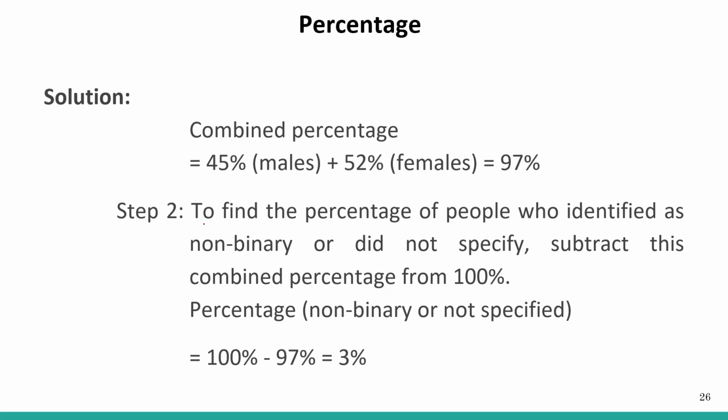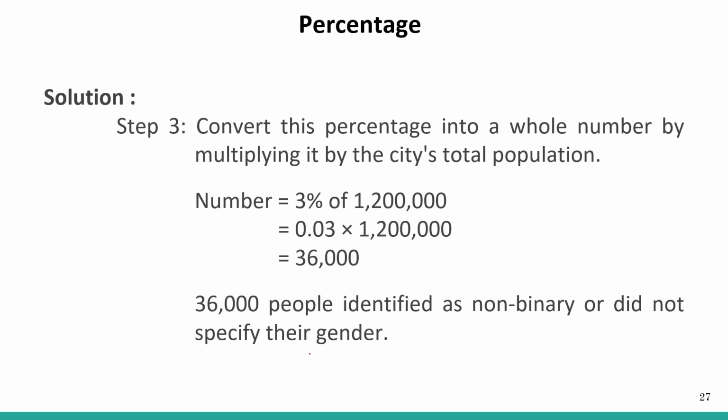Then what we need to do is find the percentage of people who identify as non-binary or did not specify. That will be 100% minus 97%, which is equal to 3%. Converting this 3% to an amount in the population, 3% of 12 lakh is 0.03 into 12 lakh, that is 36,000. So these are the number of people who identify as non-binary or did not specify their gender.